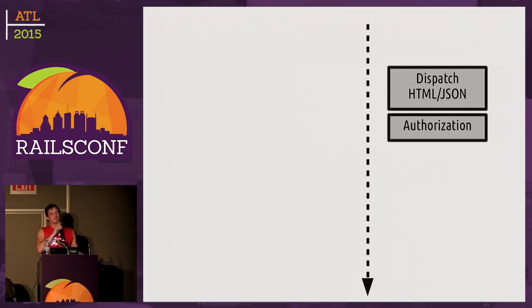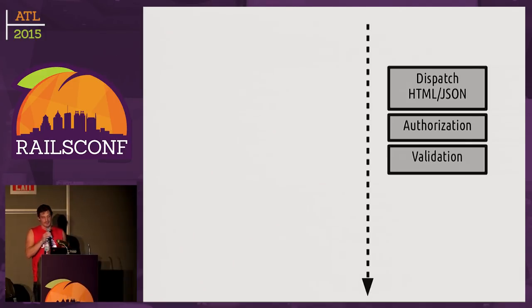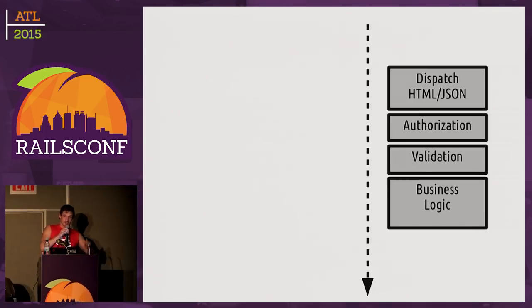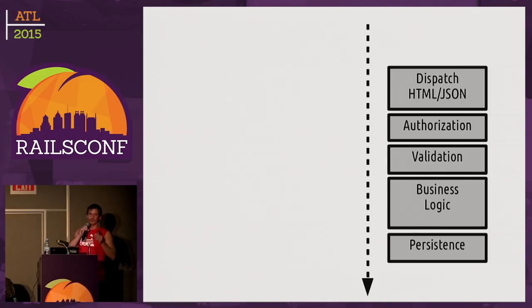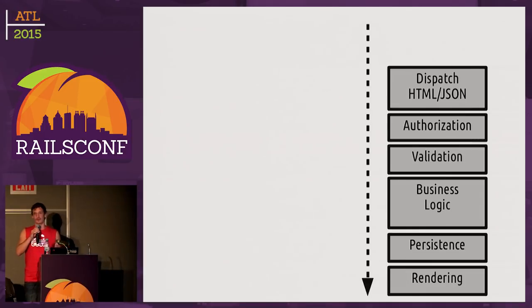Then we usually do authorization. Is it okay to run this request? Is it okay to run this logic? Then we validate the incoming data. Is it okay? Is it all in the format that I want? Is the user allowed to run this task, and so on? Then we actually run the business logic. So this is where you run your actual domain code. And then usually stuff gets persisted after you run the business logic, and in the end we render a result. So it's not that hard. It's 1, 2, 3, 4, 5, 6 steps of things that we handle in a request.